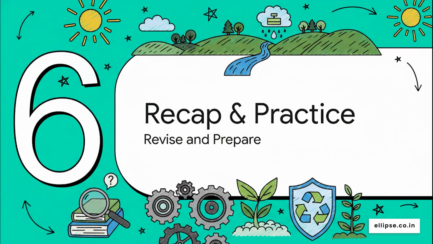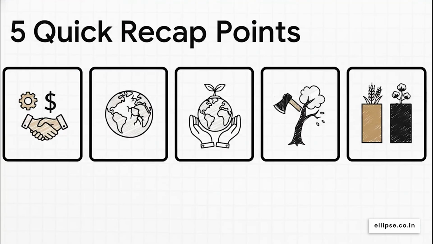Phew, we've covered a lot of ground today. So before we wrap up, let's do a quick recap of the most important points, and then we'll look at some classic exam questions to get you ready. Okay, here are the top 5 things you need to remember. Number 1, for something to be a resource, it needs to be technologically accessible, economically feasible, and culturally acceptable. Number 2, using resources carelessly leads to big problems. Number 3, sustainable development is the key for our future. Number 4, land degradation is mainly caused by human activities. And number 5, alluvial and black soils are 2 of India's major soil types, and they both have very different features.